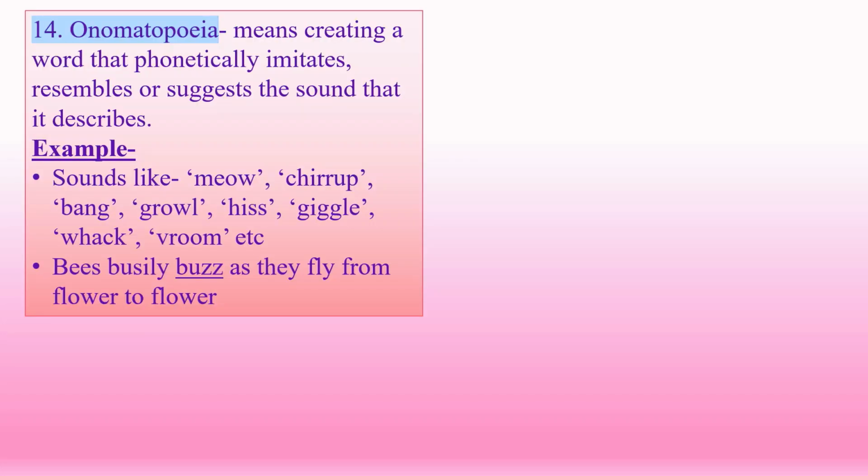The next figure of speech is a little difficult to pronounce but very easy to spot. Onomatopoeia. Onomatopoeia means creating a word that phonetically imitates, resembles, or suggests the sound that it describes. For example, sounds like meow, chirp, bang, growl, hiss, giggle, whack, vroom, etc. Bees busily buzz as they fly from flower to flower. So, buzzing is a sound. These are words that imitate the sound or echo some sort of sense. And when you find such words in a piece of writing, that clearly becomes a case of onomatopoeia.